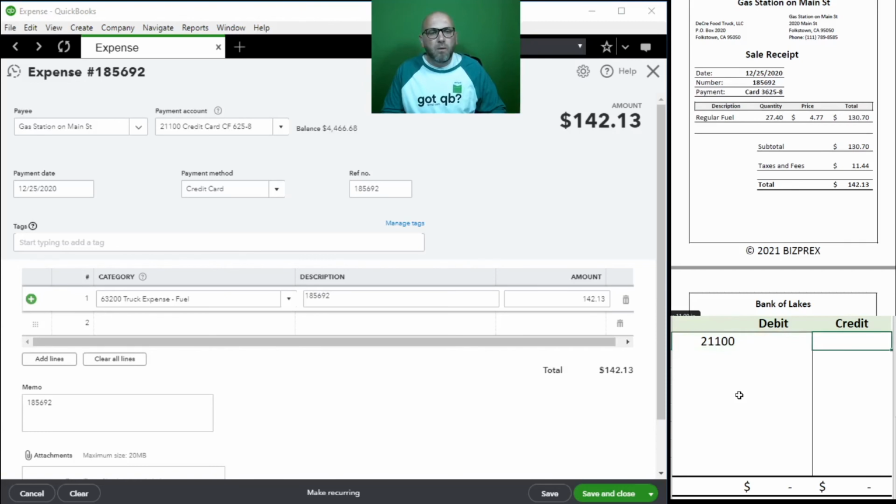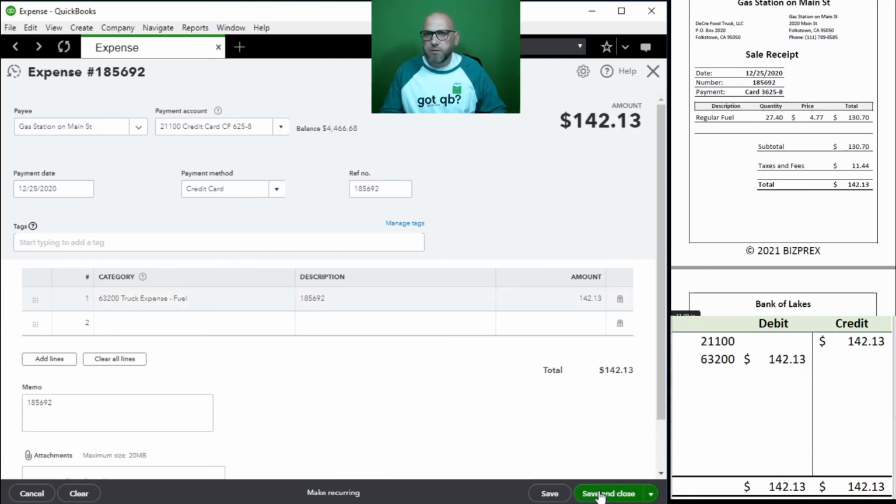Okay, the liability, and this time we're paying our fuel expenses with the credit card. Liability goes up, so for it to go up, it has to be credited. What else is happening? Our fuel expenses go up as well. Fuel expenses, and expenses in general, go up when debited. Here it is, debits and credits are in balance. All right, we're good to go. Save and close.